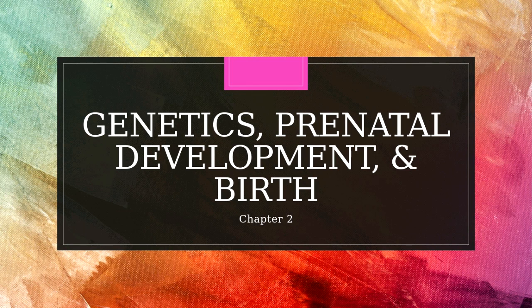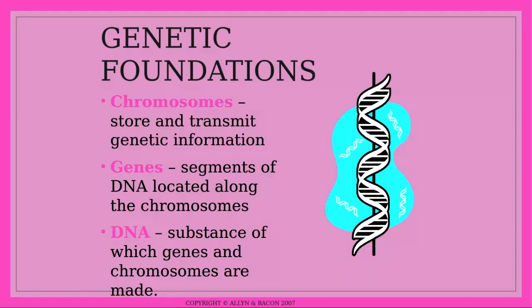So we're going to start by talking about our genetics and our genetic foundations. The first thing is chromosomes, which store and transmit our genetic information. We have 23 pairs of these chromosomes. You might be familiar with this when we talk about sex chromosomes, that's our final pair of chromosomes, the 23rd pair.